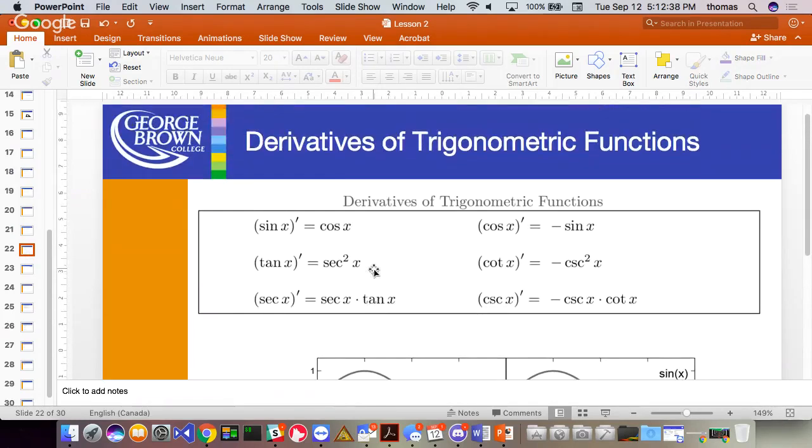Last part, derivatives of trig functions. We've already covered them when we did our first example, but here's the derivative of trig functions. The derivative of sine x is equal to cos x. The derivative of cos x is negative sine x. It's important to know that.